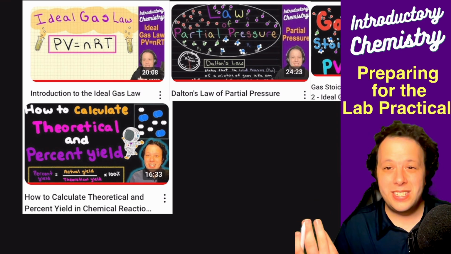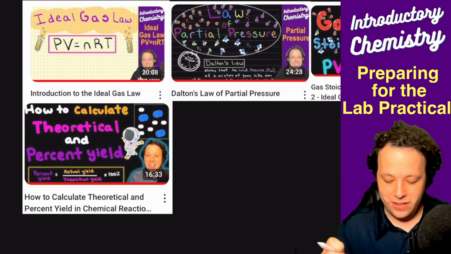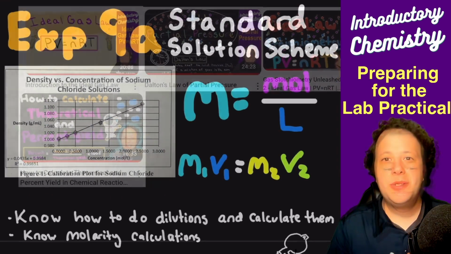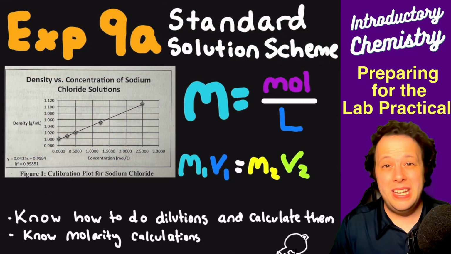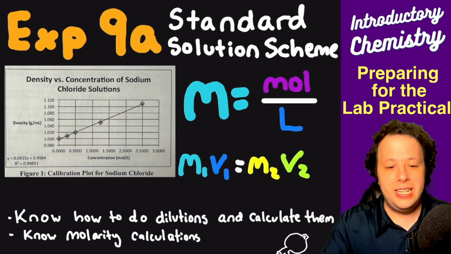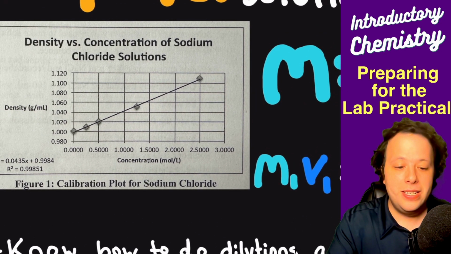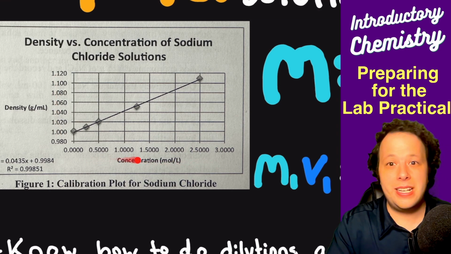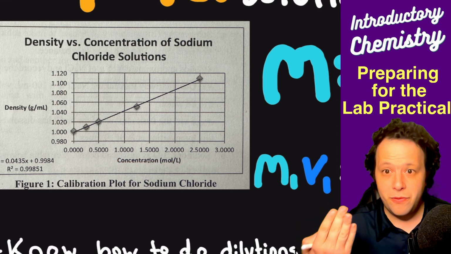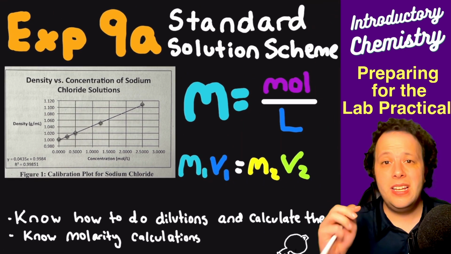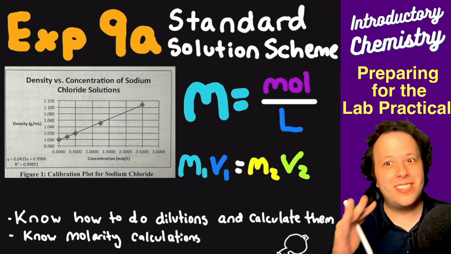Okay, so let's look at our next example. With our next one, which was experiment 9, you had to make a standard solution scheme, just like the one that was in your lab manual. You had to take the densities and plot them against molarity values, which you found. So the first thing is you need to know molarity. There's no way around that.